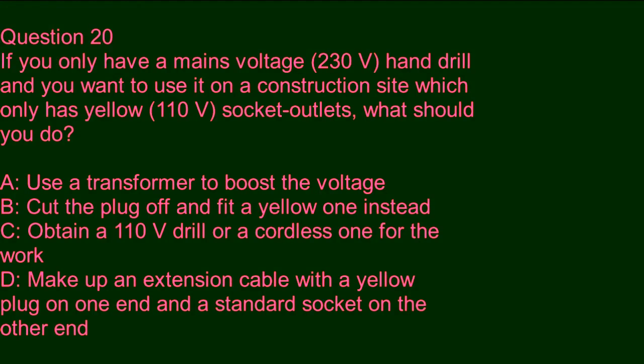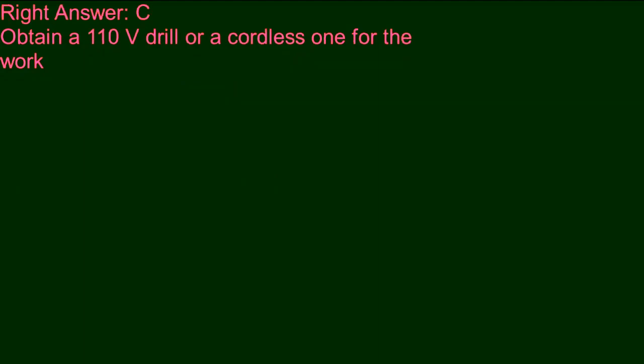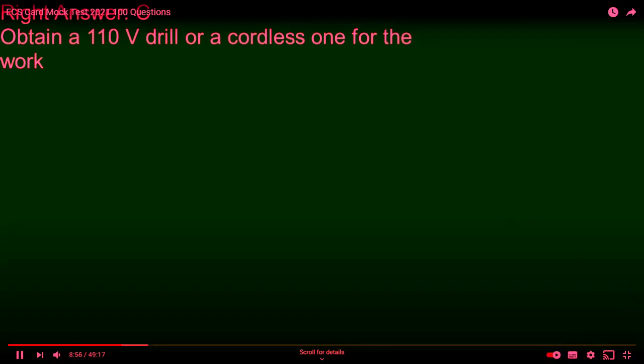Question 20. If you only have a mains voltage 230 volts hand drill, and you want to use it on a construction site which only has yellow 110 volts socket outlets, what should you do? A. Use a transformer to boost the voltage. B. Cut the plug off and fit a yellow one instead. C. Obtain a 110 volts drill or a cordless one for the work. D. Make up an extension cable with a yellow plug on one end and a standard socket on the other end. Right answer, C. Obtain a 110 volts drill or a cordless one for the work.